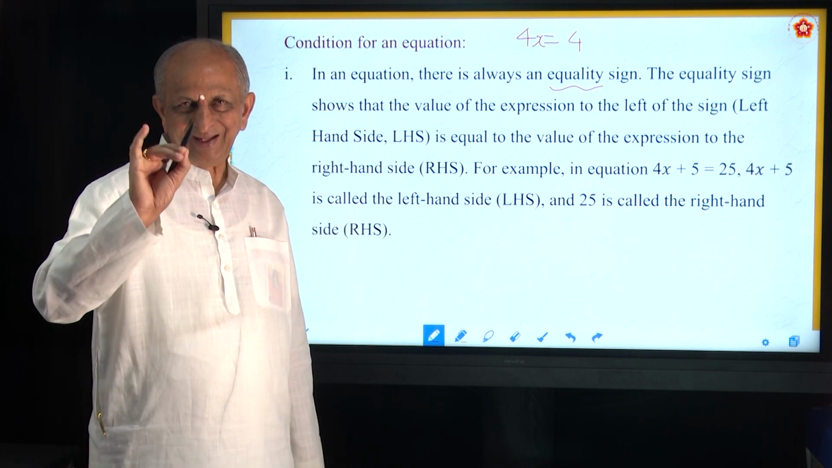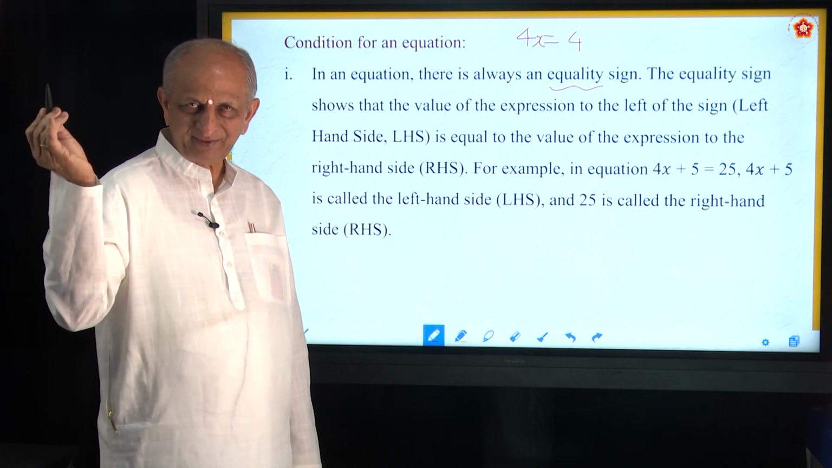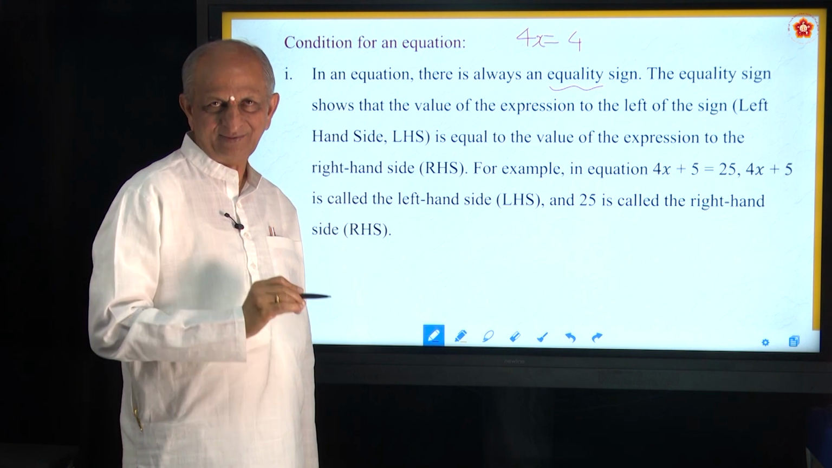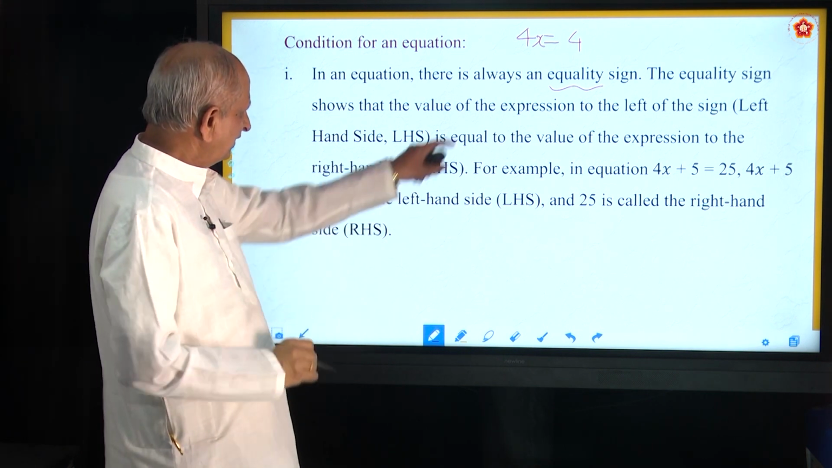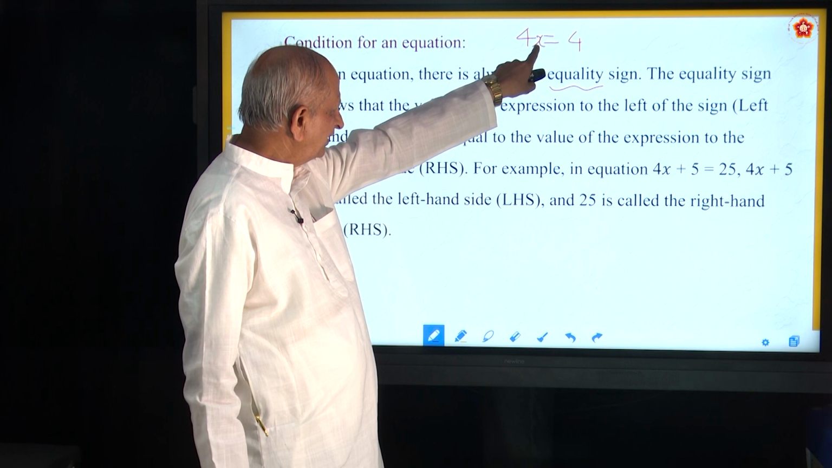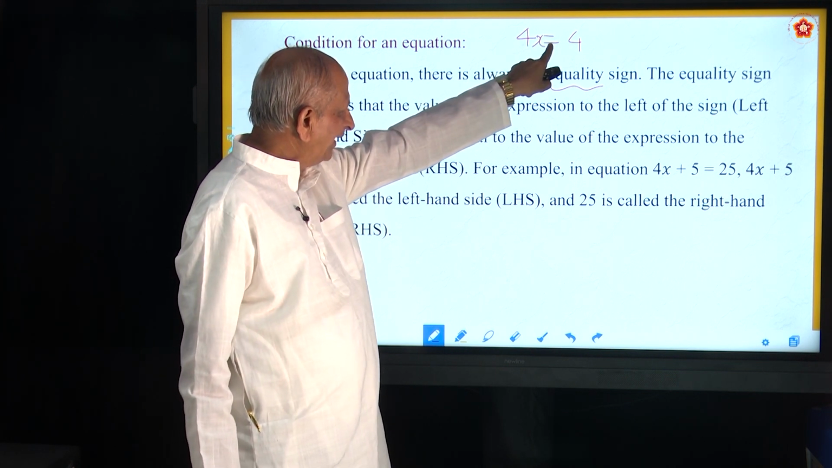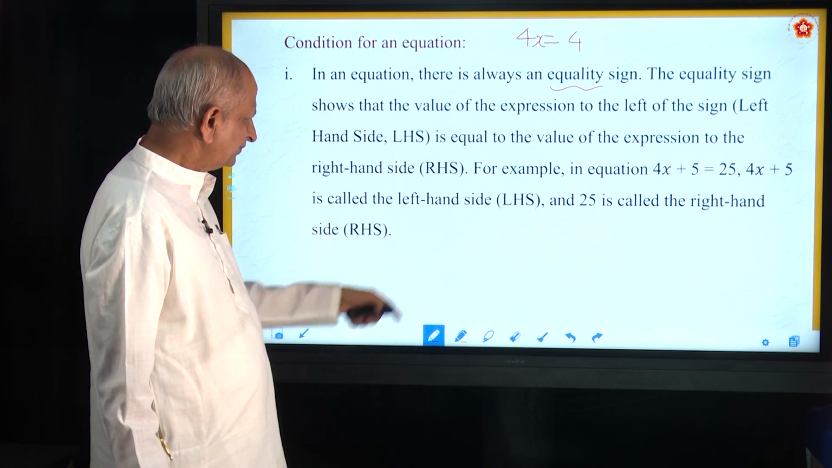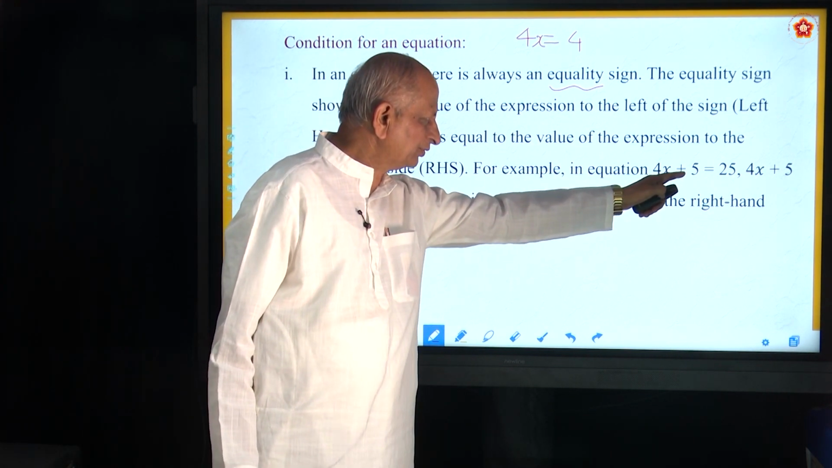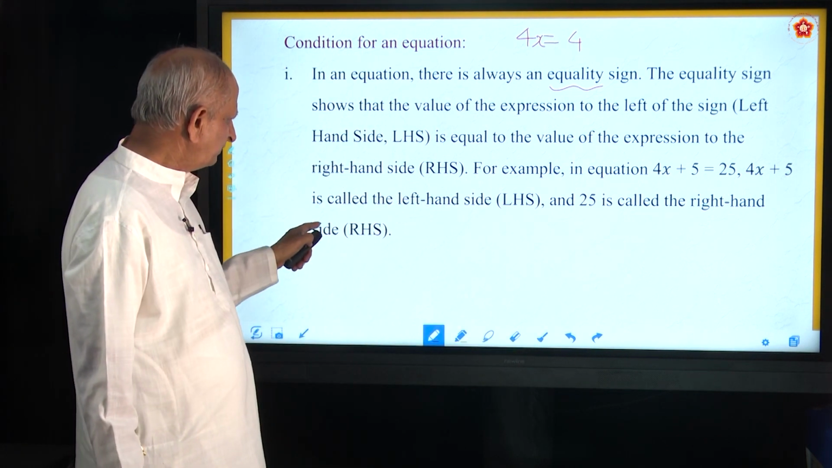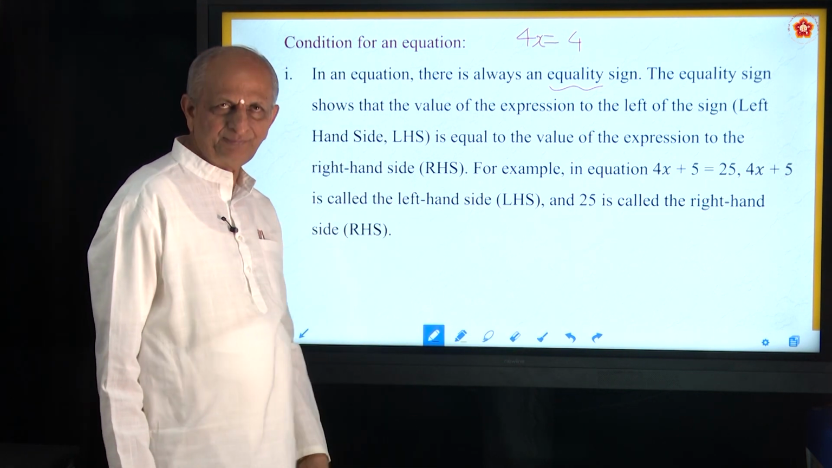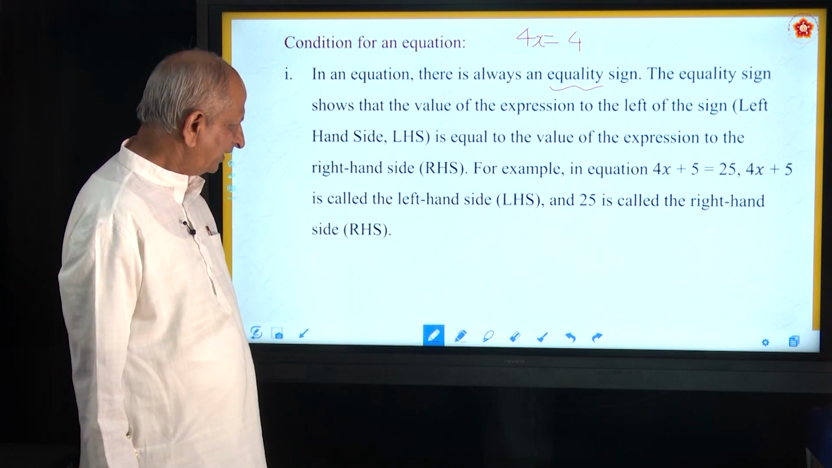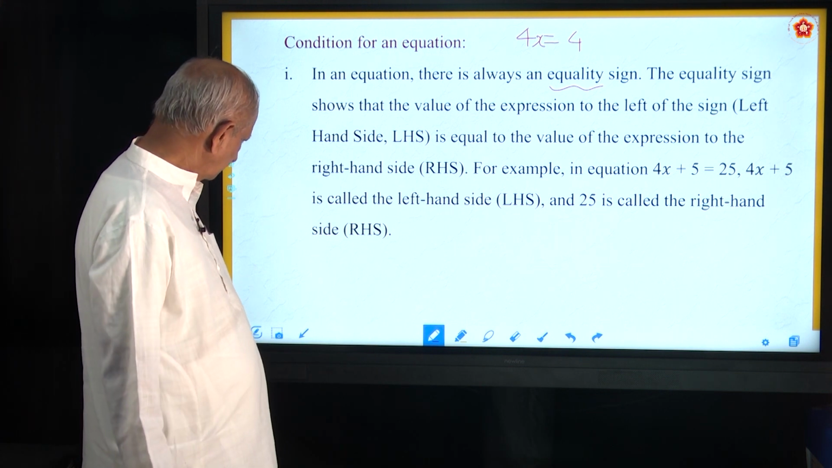Simple. LHS, RHS. Repeat. LHS means what? Left hand side. So, the expression on the left side is called left hand side, the expression on the right is called right hand side. For example, in the equation 4x plus 5 is equal to 25, 4x plus 5 is called left hand side and 25 is called right hand side. Okay, understood? Very nice.